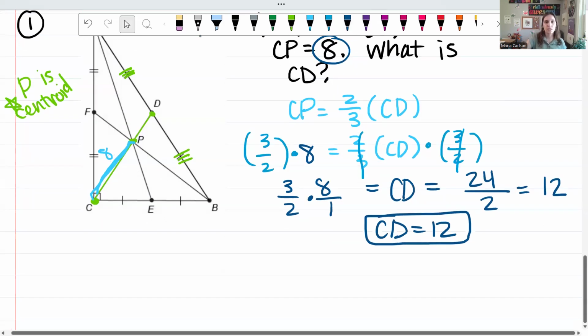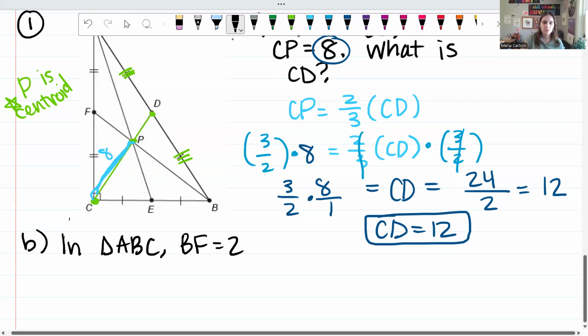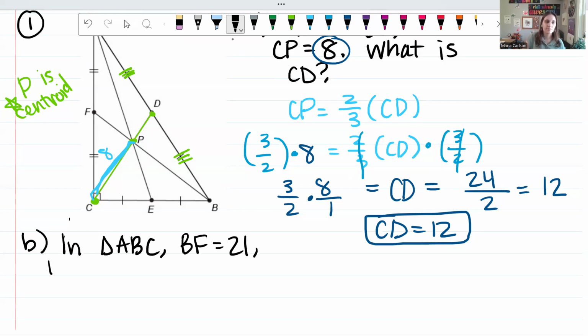All right, let's do part B. In triangle ABC, BF equals 21. What is PF?